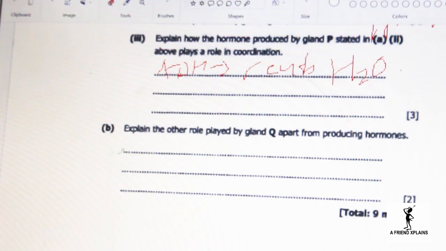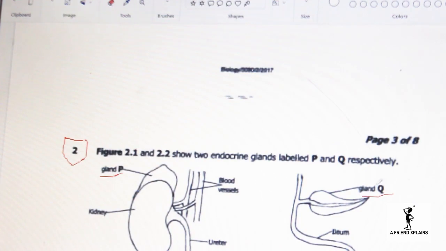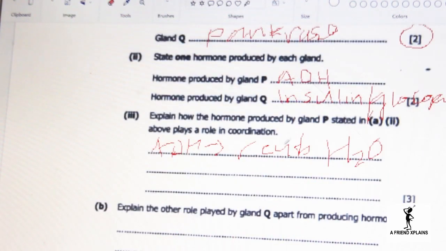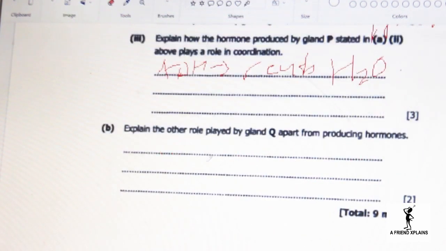The last question, part B, says explain the other role played by gland Q apart from producing hormones. So gland Q, let's go back and check for gland Q. Gland Q is this one, and what did we say gland Q was? We said gland Q is a pancreas. So apart from producing hormones, what is the other role? Since it's a pancreas, and we learned about the pancreas when we looked at the digestive system, another role is to produce what is called pancreatic juice.